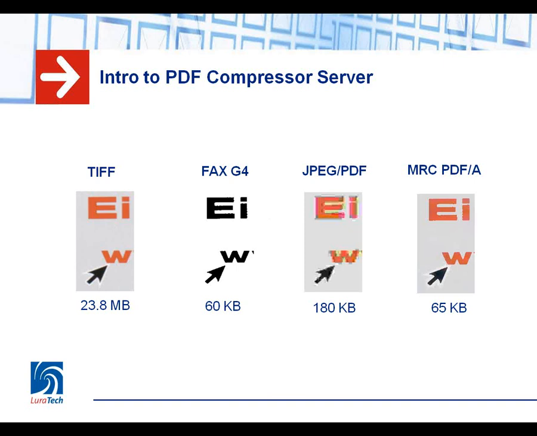Now, once we've applied the compression, let's take a look at the results. As far as the TIFF is concerned, we've already looked at this. It's very large and looks like the original. Here's the Fax Group 4. Here's the JPEG. And here's what the compressed version of our PDFs with the PDF compressor would look like when it comes out. You notice the size is quite small, but also the image quality still remains.